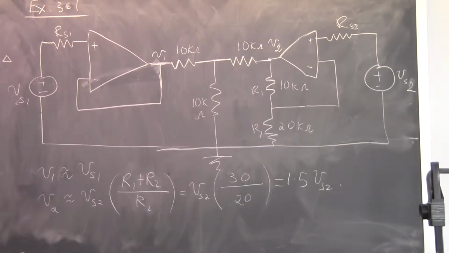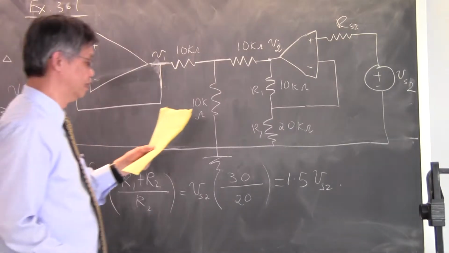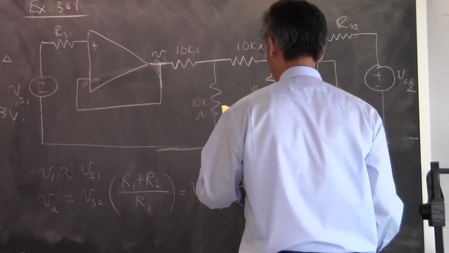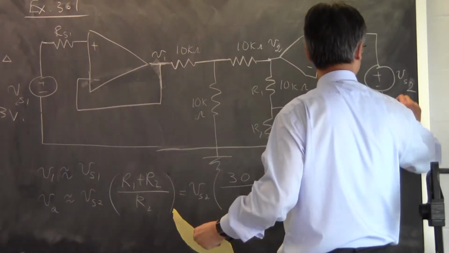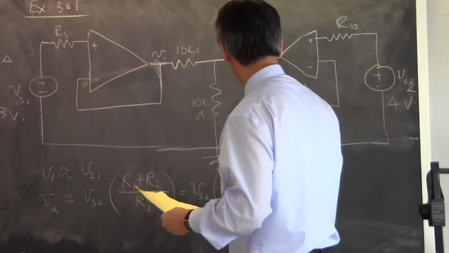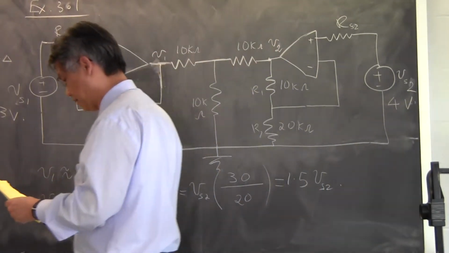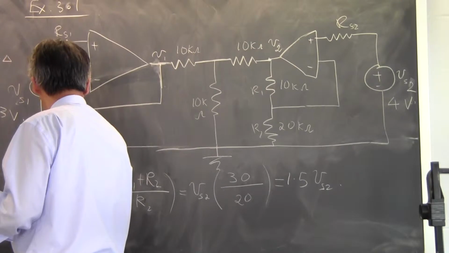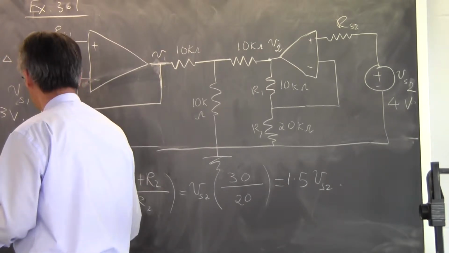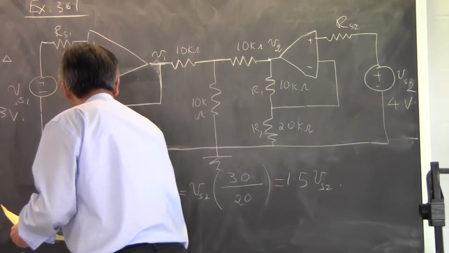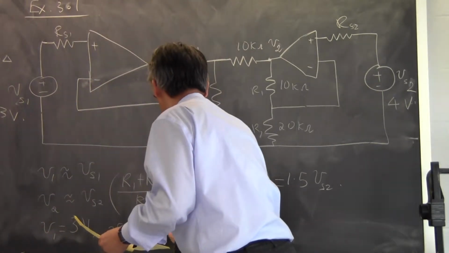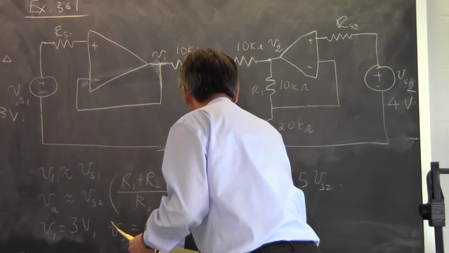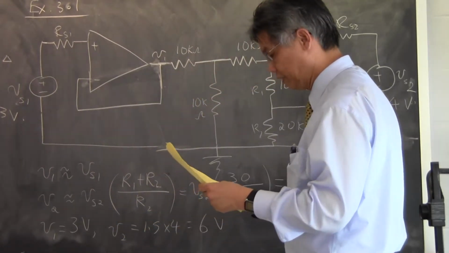Okay, and Vs1 is given to be 3 volts in the book example, and Vs2 is given to be 4 volts, I believe. This is given to be 4 volts in the textbook. So from this we gather that V1 must be equal to 3 volts, V2 must be equal to 1.5 times 4 volts, which is 6 volts. Okay, V1 is 3 volts and V2 is 6 volts.